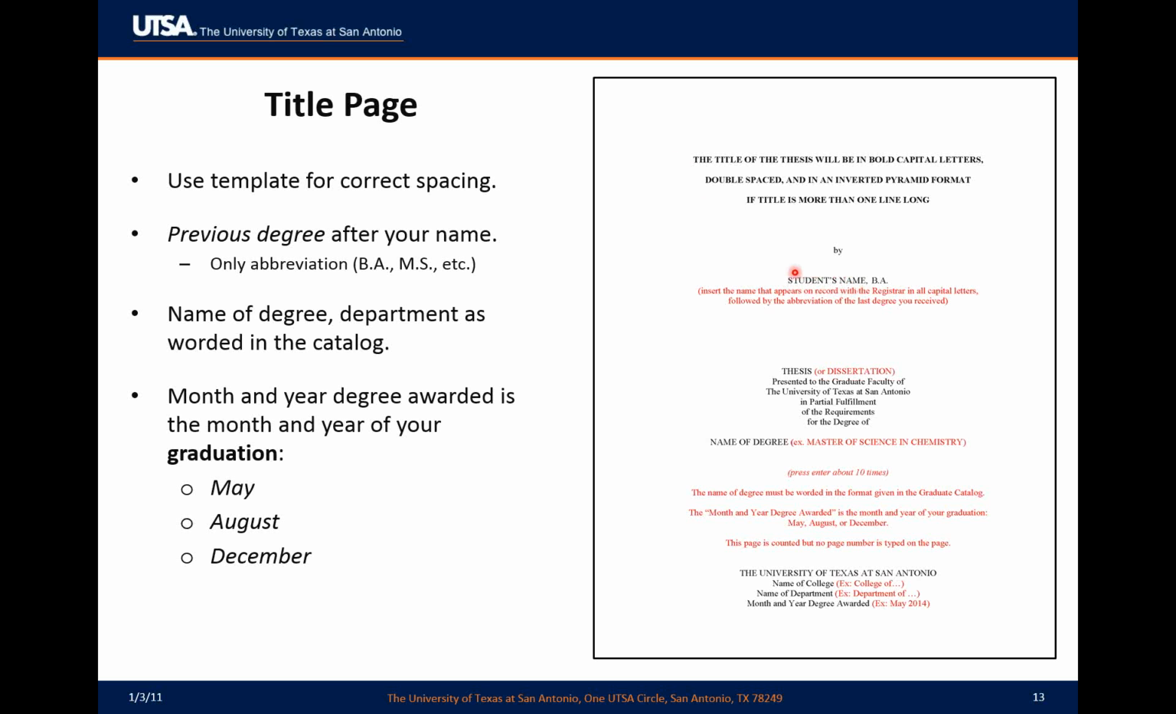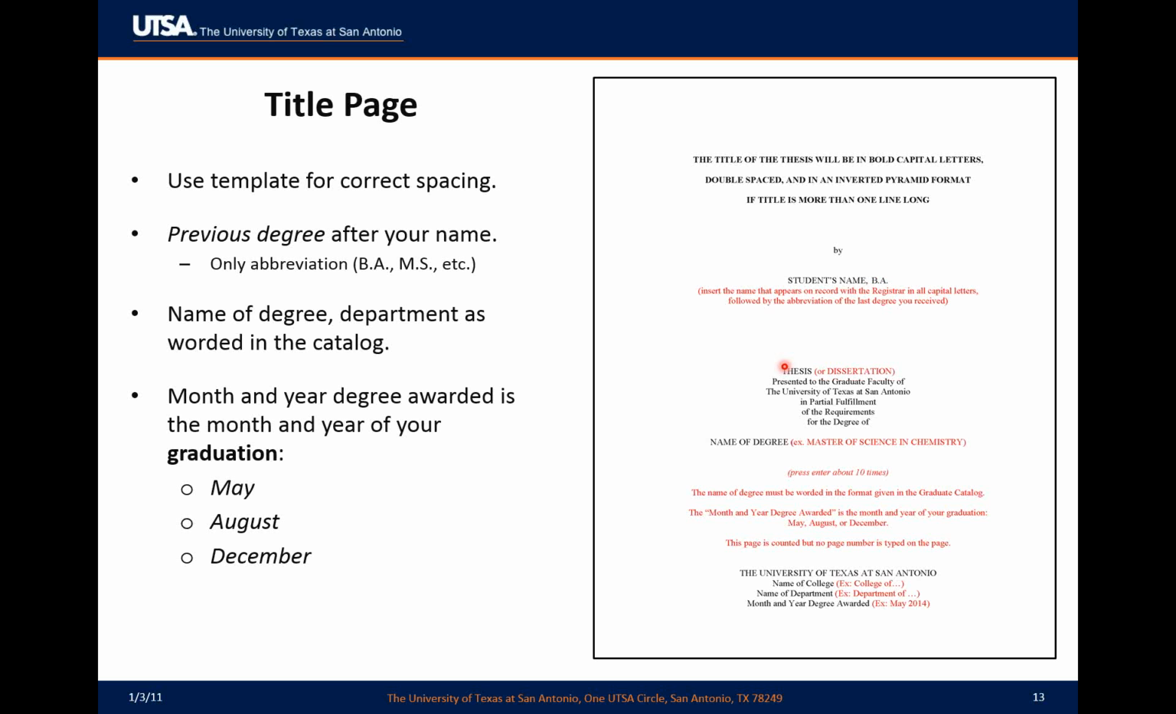So your name will be in all capital letters, and then it will be followed by the degree that you last received. So not the one that you're currently working on, but your last degree. And only include the abbreviation. So if you had a Bachelor of Arts in English, then you will put BA. If you had a Master of Science in Chemistry, it will say MS. So don't put the subject area, just put the abbreviation of the degree. So BA, BS, MS, MA, etc.